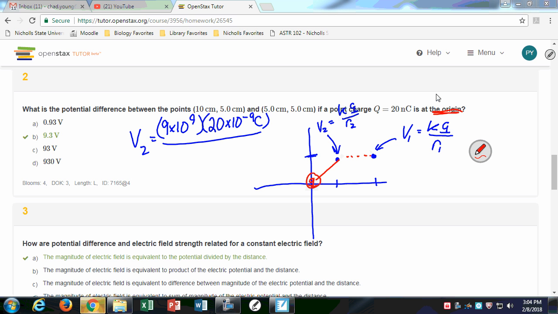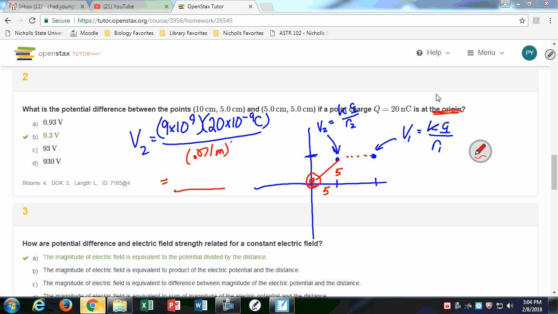The charge is at the origin. And that distance, well, this is 5, this is 5, so it's going to be the square root of 5 squared plus 5 squared, the square root of 50, so 7 point something. It comes out as 7.1 centimeters, so 0.071 meters. Then convert that to meters, and that's not squared. And then that gives you some value for V2.